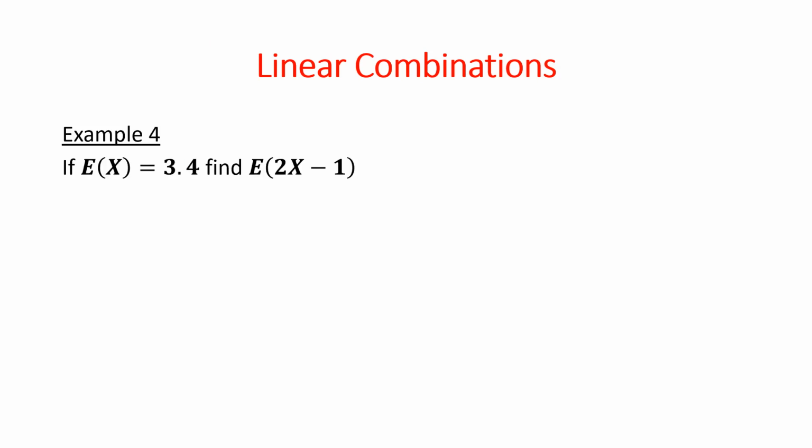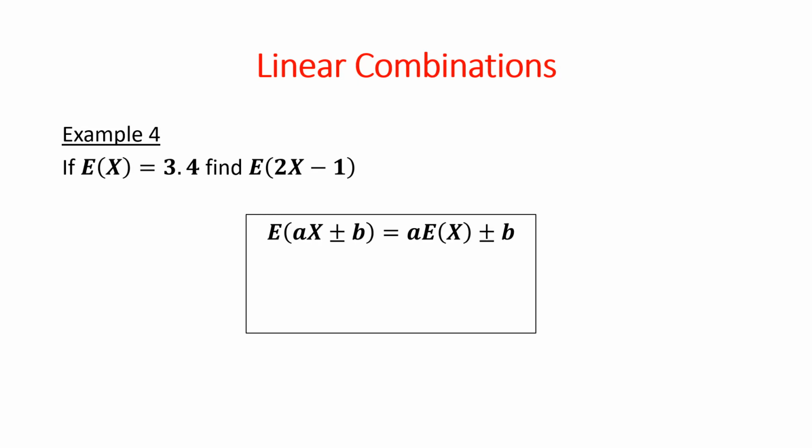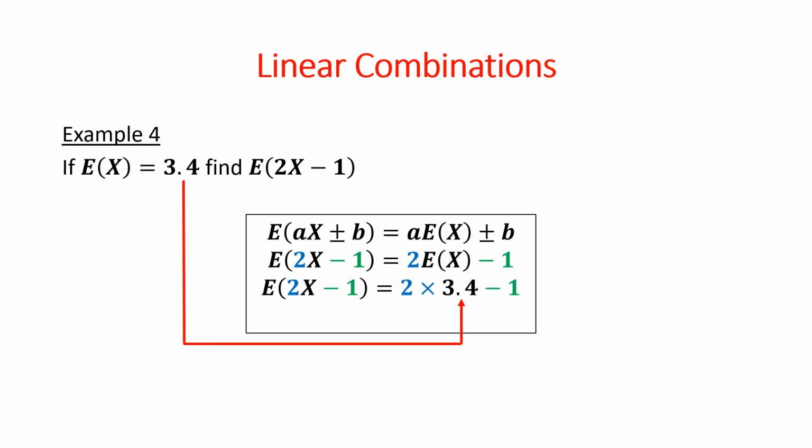And finally, if we combine the two ideas together, we want to find the expected value of 2x minus 1. If the old expected value of x is 3.4, well, all we're going to do in this case is multiply the old expected value by 2 and then subtract 1 to get the new expected value. So take the old expected value of x, which is 3.4, times it by 2. Everything's being multiplied by 2. And then we subtract 1 off it to get a new expected value of 2x minus 1 equal to 5.8.